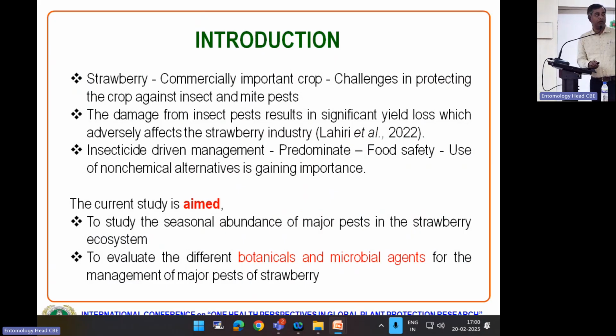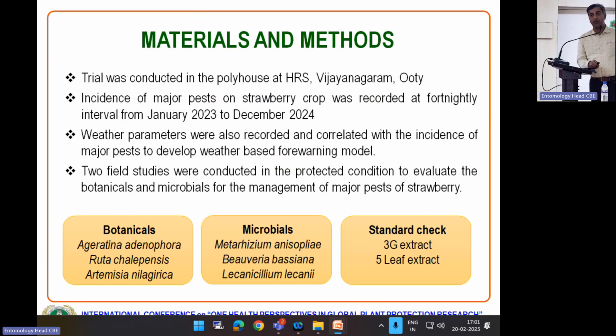With this background, the study was conducted to know the seasonal abundance of major pests of strawberry and to evaluate different botanicals and microbial agents for their management. The trial was conducted in the polyhouse at HRS Vijayanagaram, Ooty, and the incidence of major pests of the strawberry crop was recorded at fortnight intervals from January 2023 to December 2024. The weather parameters were also recorded simultaneously and correlated with the pest incidence, and a weather-based forewarning model was developed. Two field studies were conducted under protected conditions to evaluate the botanicals and microbials for the management of major pests of strawberry.